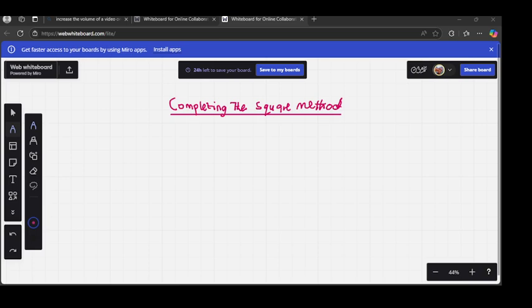Hello friends, welcome to another science class, and today we'll be discussing the completing the square method. The reason why I chose this topic is because I've noticed many students using the completing the square method to solve quadratic equations, and most times they just follow procedures. They don't actually understand what it means to complete the square. They don't even know why it's given that name, completing the square.